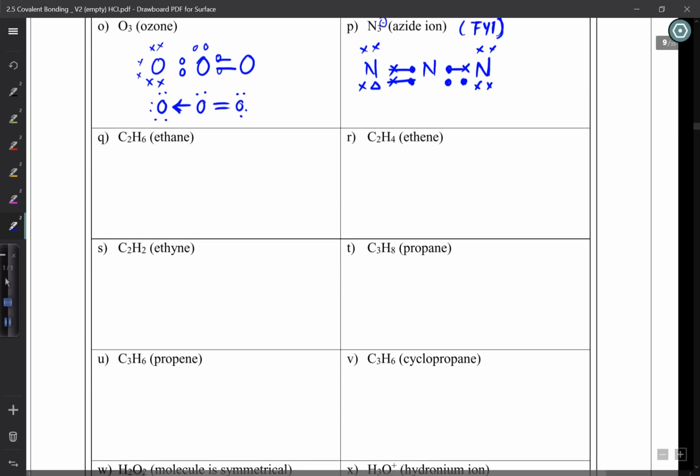If you look up the structure of azide, you can see that there's a few structures that are possible for azide. That's actually due to what we call a resonance effect, which is not in your syllabus. If you're interested, you can go and read up on it.